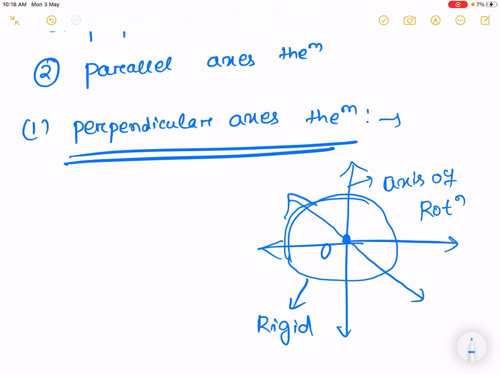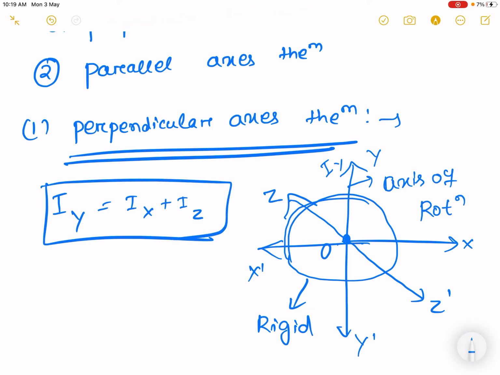That means if this is your rigid body and y dash is the axis of rotation which is passing through the center of the body and perpendicular to its plane, then the moment of inertia about the axis of rotation is taken as, let, Iy. Another two axes are present, let them be x dash and z dash, lying in the plane of the lamina. Then according to the perpendicular axis theorem, Iy equal to Ix plus Iz.